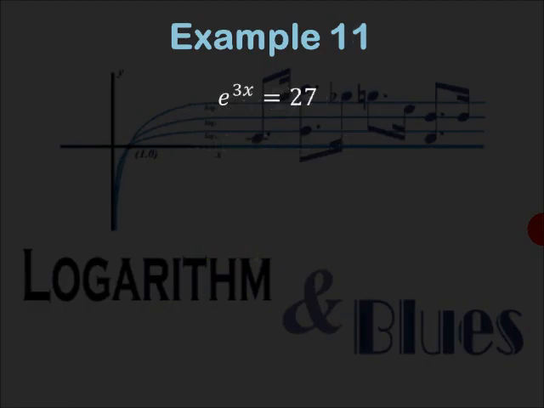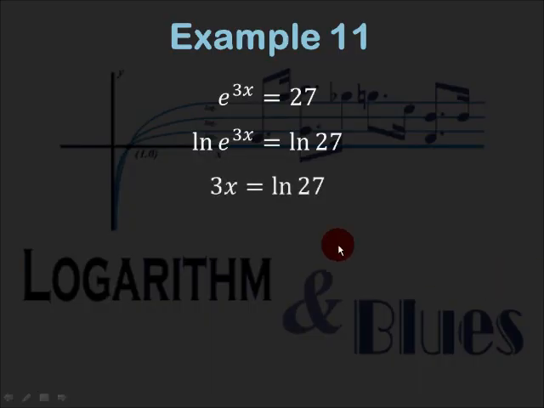Alright, number 11, e to the 3x equals 27. What's the inverse of e to the x? It's the natural log function. So you're going to take the natural log of both sides. Natural log of e to the 3x equals natural log of 27. Now we can cancel the natural log of e, so you get 3x equals natural log of 27. Now, let's multiply both sides by 1/3, and you get x equals 1/3 natural log of 27.